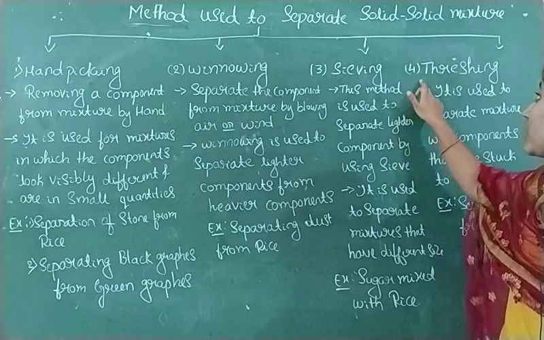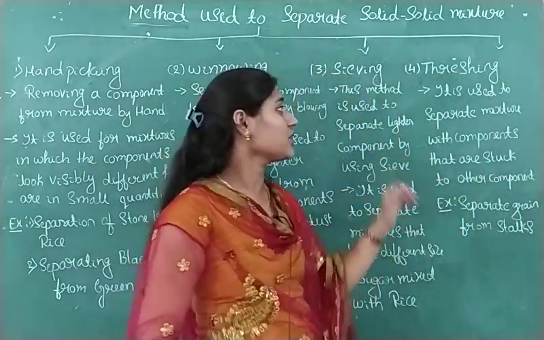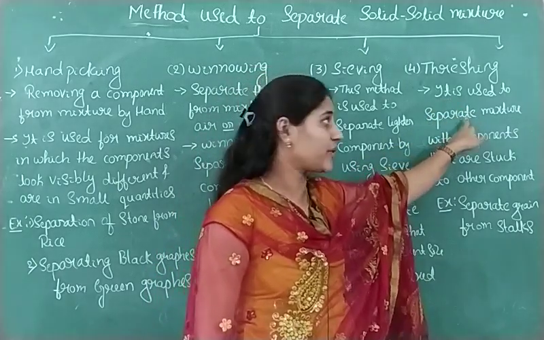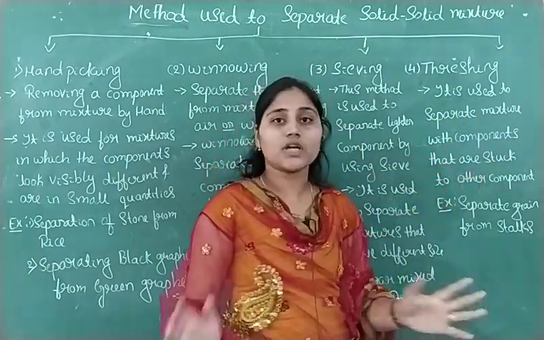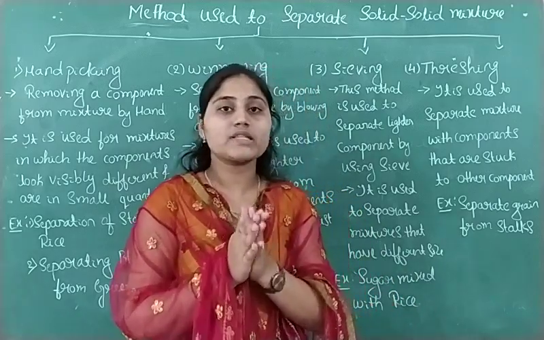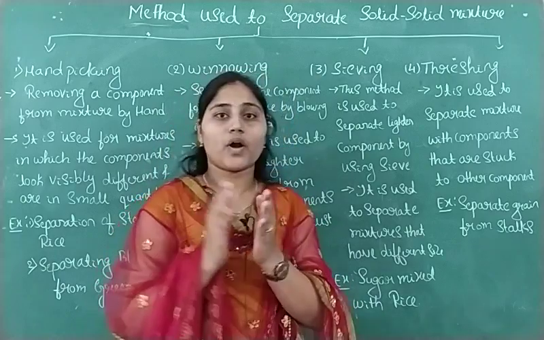So the next method, what? Threshing. This is the fourth method. So here what happened? It is used to separate a mixture with components that are stuck to the other component. Farmers most probably use the threshing method. So here what happened?